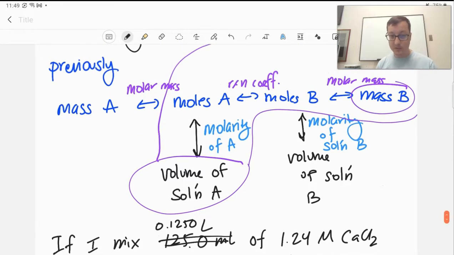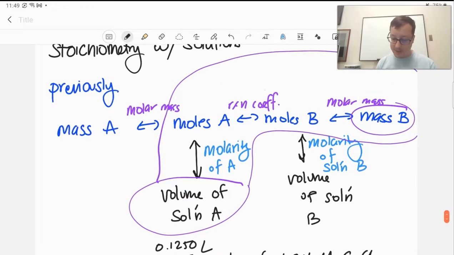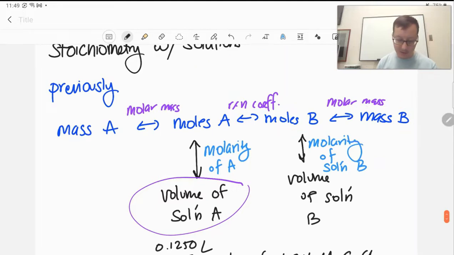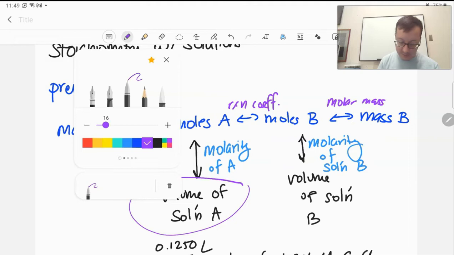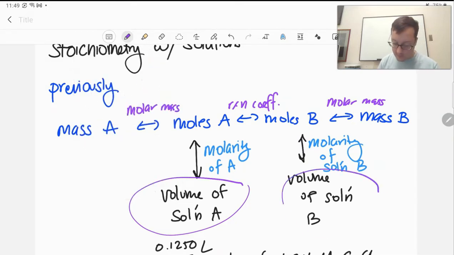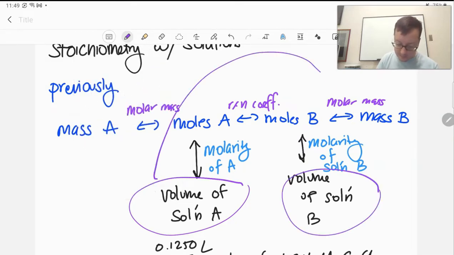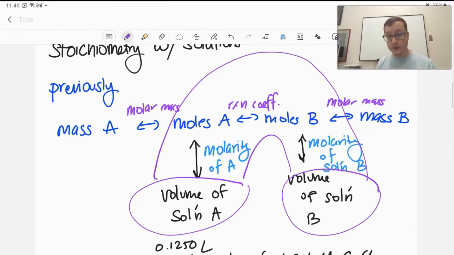So I have volume of solution A. And in this case, instead of going to mass of B, I have a molarity and I want to see what volume I need. So in this case, we're going to just do the following. I'm going to have a little rainbow here. We're going to go from volume of solution A, use its molarity, get the moles, convert to the moles of sulfuric acid, and then use the molarity of the sulfuric acid to find the volume.